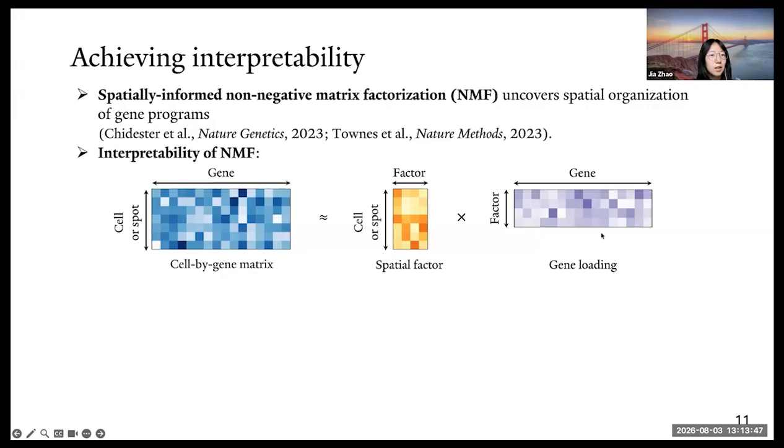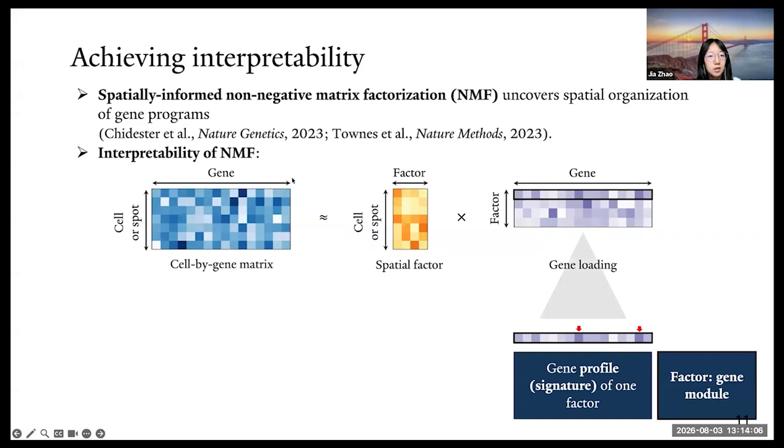So in this page, I want to illustrate why those methods can achieve interpretability with the non-negative values, or with the NMF. There are methods coming up in Nature Genetics and Nature Methods, all on this topic. Imagine we have already decomposed one data set into the low-rank approximation. We name this cell or spot by factor matrix the spatial factor matrix.